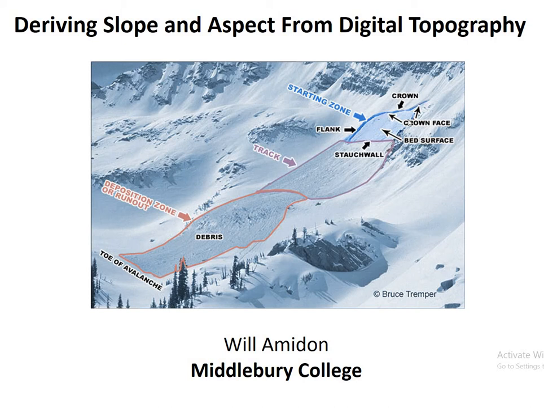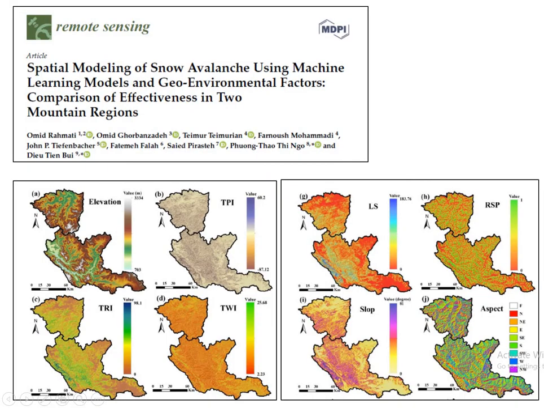The likelihood that a layer of snow might start to slide and trigger an avalanche depends very much on slope and also on aspect. It depends which way the slope is facing, how much sun it's had or how much sun it hasn't had. A great example of this is a recent paper, Spatial Modeling of Snow Avalanches, where they threw in all of this data: elevation, total precipitation index, wind index, but also slope and aspect.